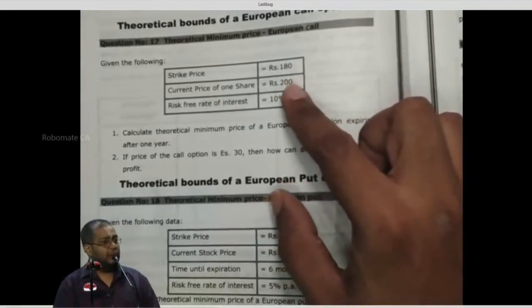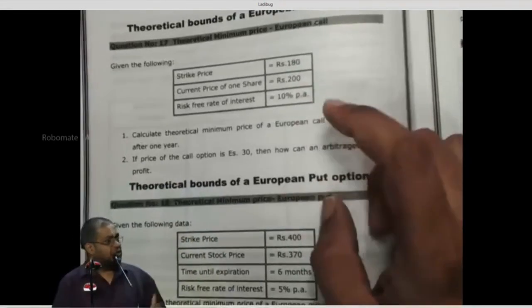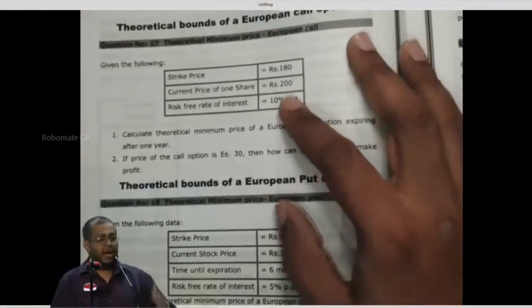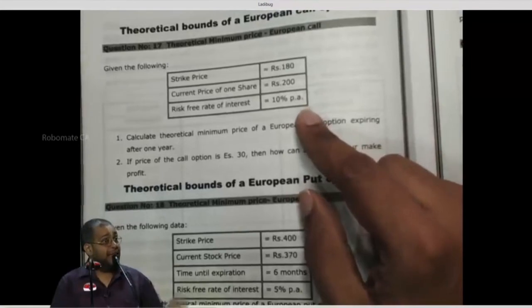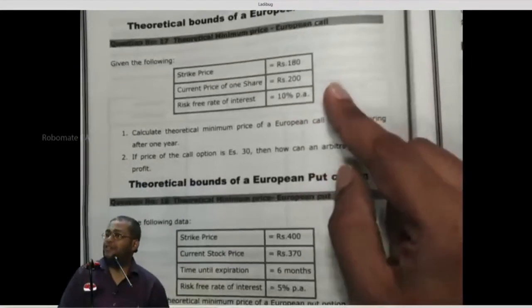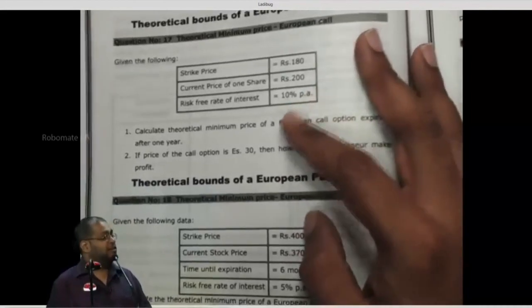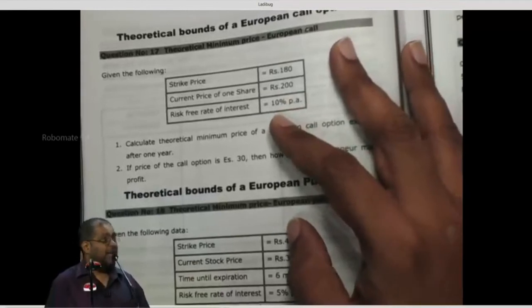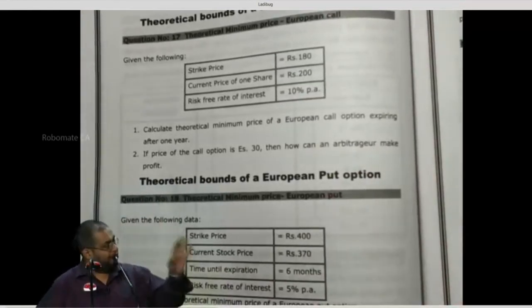The strike price is going to be paid only after 1 year, so I have to discount it. When discounting 180, at what percent? 10%, for 1 year, using continuous discounting. I don't multiply by 0.9091. I will use e to the power minus 0.10. We will see why it should be continuous discounting after completing the futures chapter.